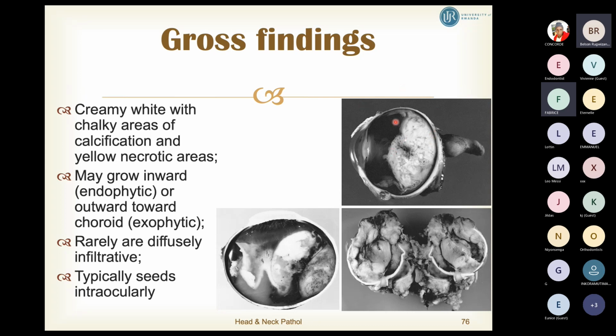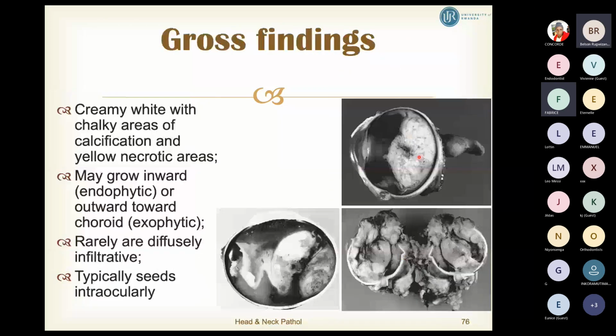So on gross findings, on this upper picture you can see the vitreous, the lens is here, so there is a tumor here which is whitish near the optic nerve. So here you see that the tumor has filled almost the whole eye. Here it has filled the whole eye and maybe has gone far from the eyeball itself. So this layer here, scleral and the part of the normal retina.